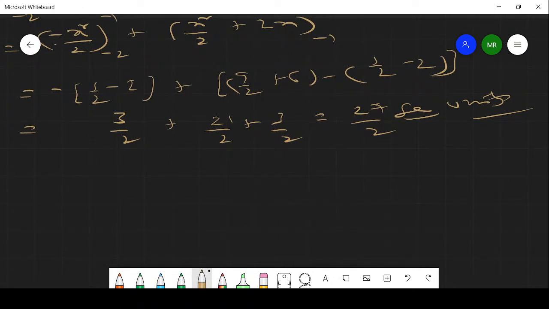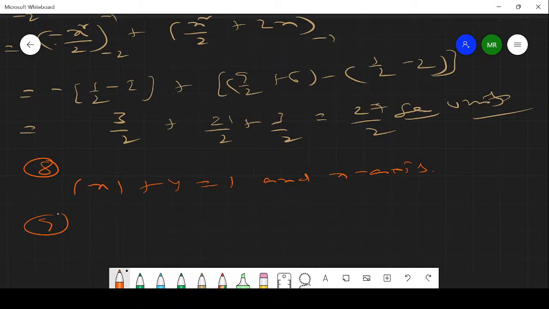So I think in the next session tomorrow I can start with this. You can see this. Tomorrow's session I will discuss mod x plus y is equal to 1 and the x-axis, question number 8, and question number 9. Tomorrow I will start with this.